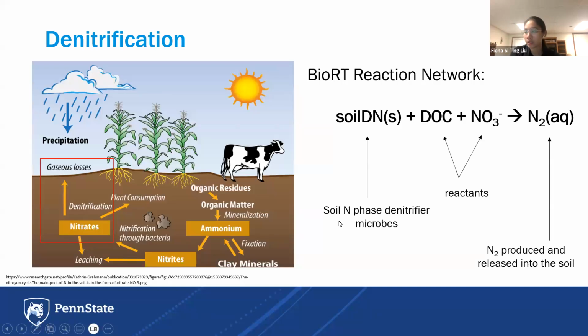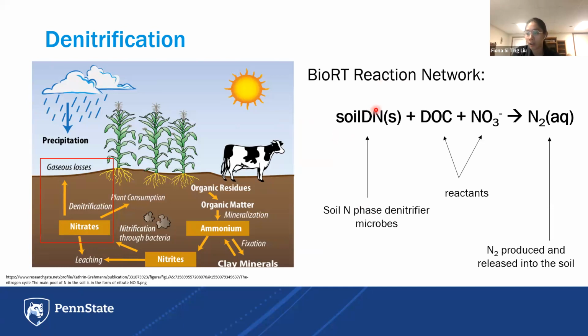So the denitrification process involves the conversion of nitrate to N2 gas under anaerobic conditions. For our BioRT reaction network, we have implemented it within the deeper zone because there is more consistent water storage throughout the year that can facilitate a more anaerobic condition, a favorable environment for denitrification processes to actually occur.